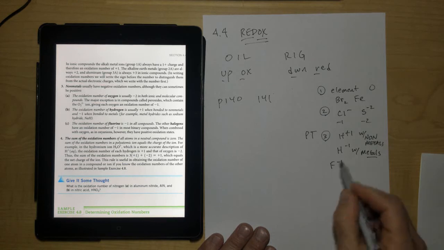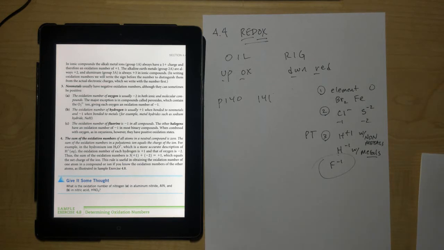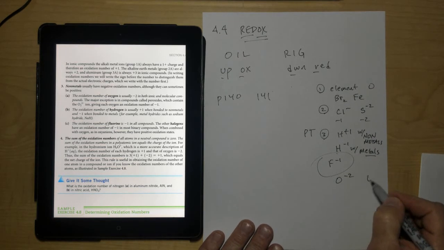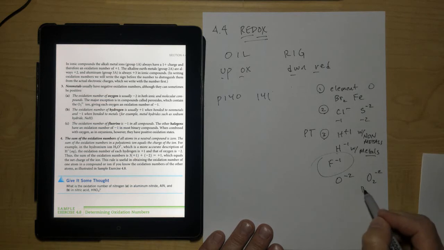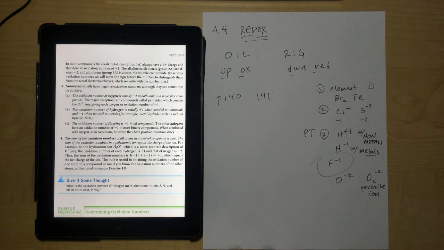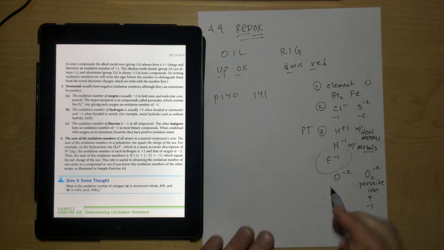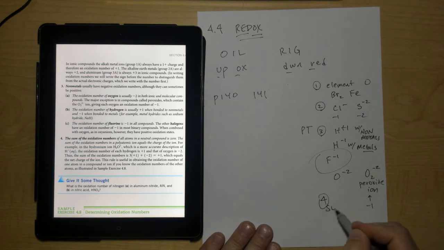Fluorine is always negative 1. This is one you can be assured of. That one's always true. You don't see that very much in this, but here's an always. All the other ones are kind of variable. Oxygen is usually minus 2. There's a couple of exceptions. When oxygen is the peroxide ion, like this, O2 minus 2, peroxide ion, you can find that ion on the back here, then each one of these oxygen atoms in here is negative 1. Last rule, rule number 4, is called the sum rule.